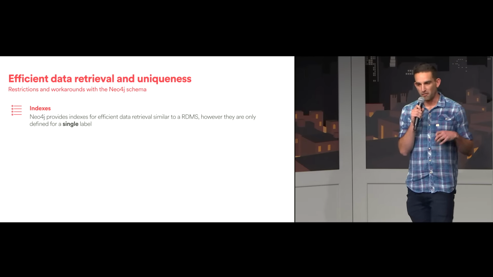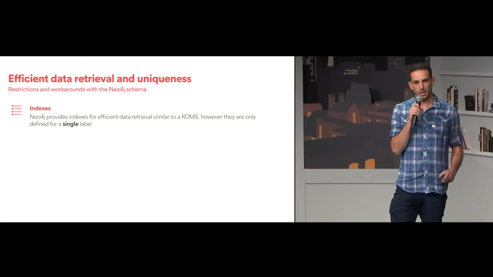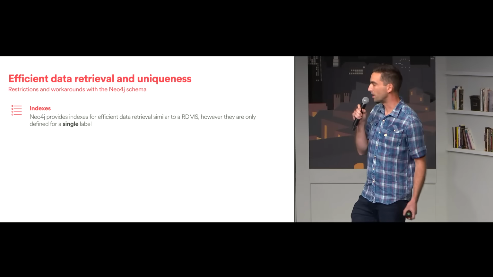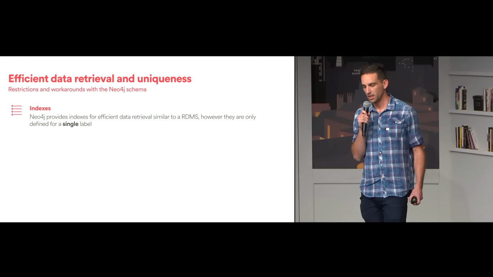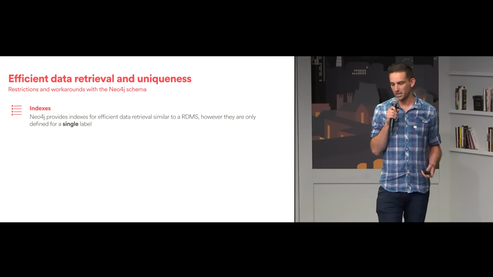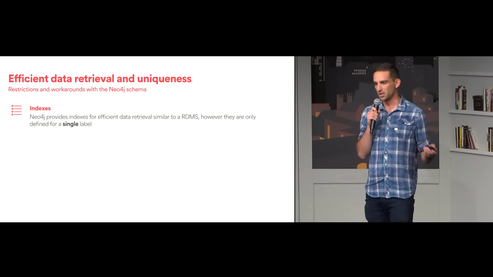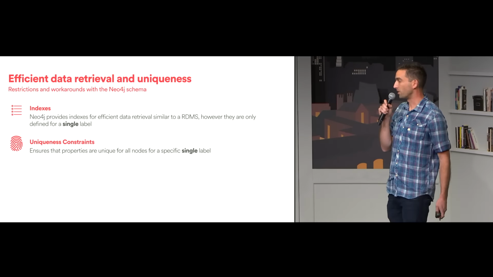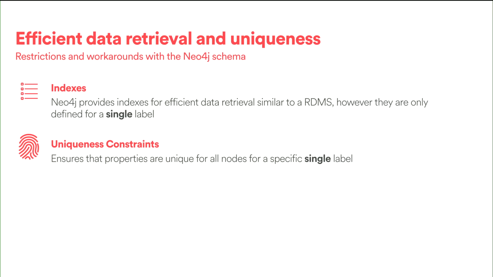We want to be really efficient with how we do our graph queries. We want this thing to be super fast. And like most databases, Neo4j does have indices. The one threat about this is it only works for a single label. And as I just showed you, we use multiple labels. Similarly, there are uniqueness constraints, which ensure that we don't duplicate data. However, these also only work for one label.